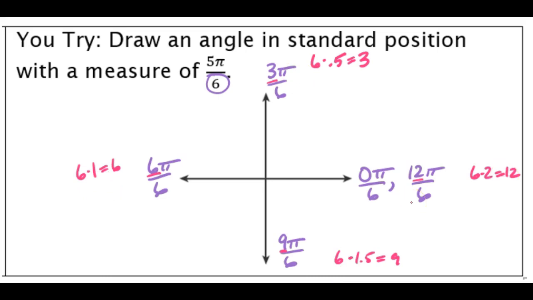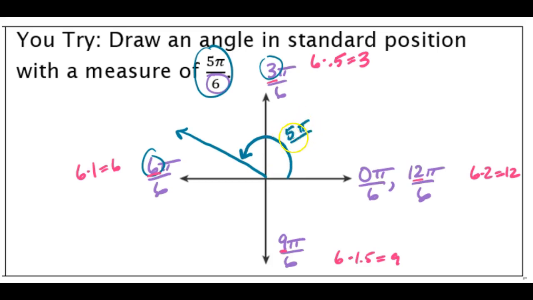Okay, so now I can figure out, I have 5 pi over 6. Now I'm just looking at my numerators really. 5 is in between 3 and 6. So I'm going to draw my angle in quadrant 2, and 5 is closer to 6 than it is to 3, so I'll draw it like right here. And then I'm going to draw my rotation going counterclockwise, and I'm going to label my angle 5 pi over 6.